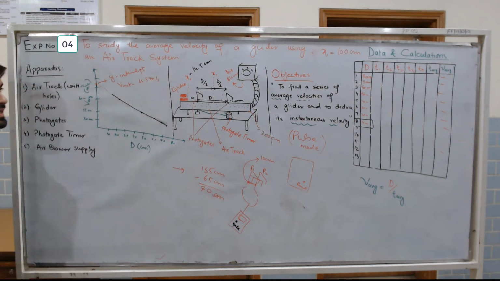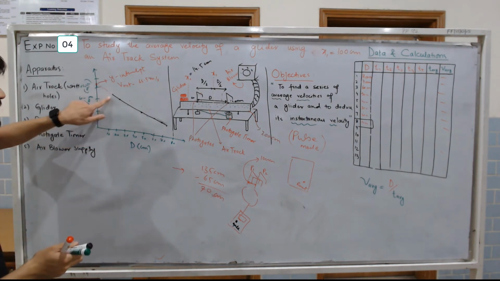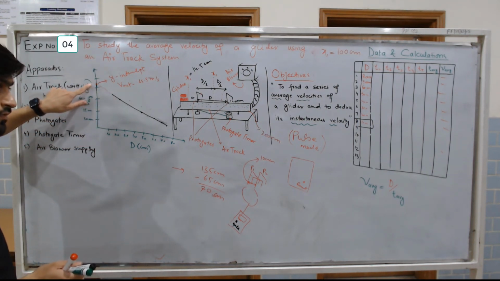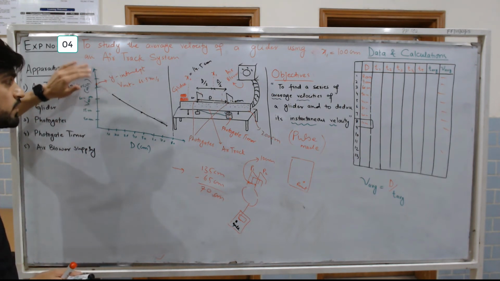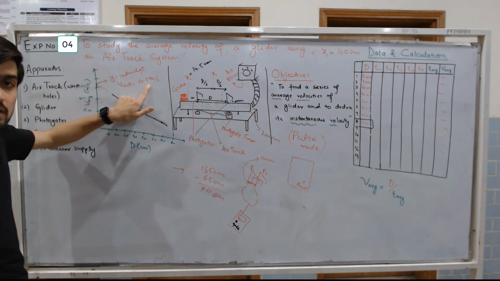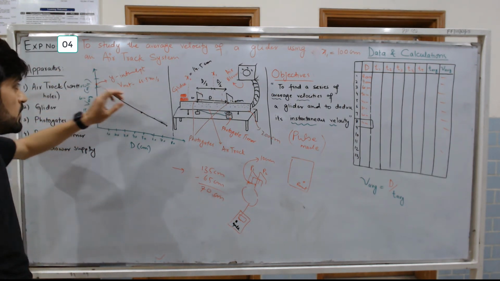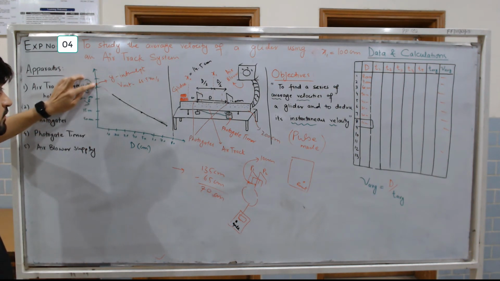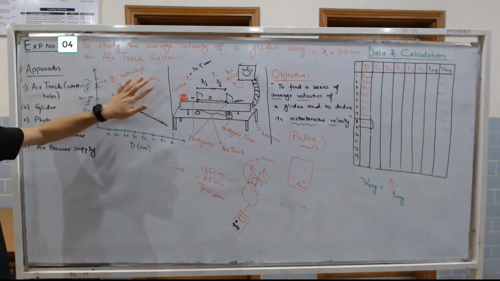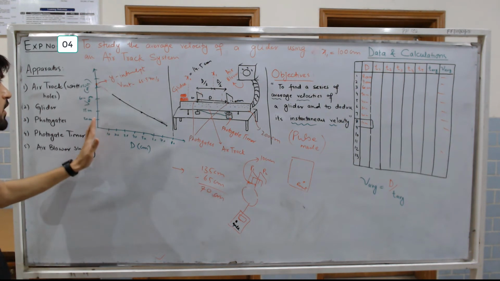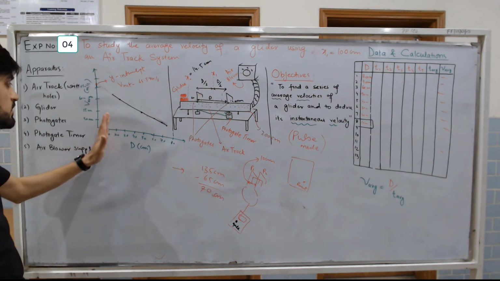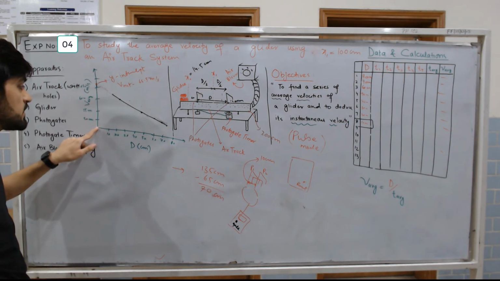You can use the scale in centimeter or meter according to your ease. So extrapolating this curve, it will intercept the y-axis, and this will give us the instantaneous velocity. At this point we get the instantaneous velocity because the distance is now very short. If the distance is very small, this will be the instantaneous velocity.